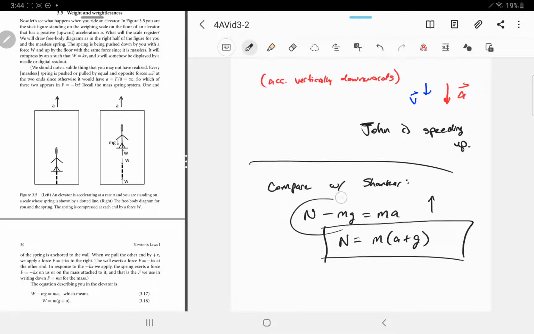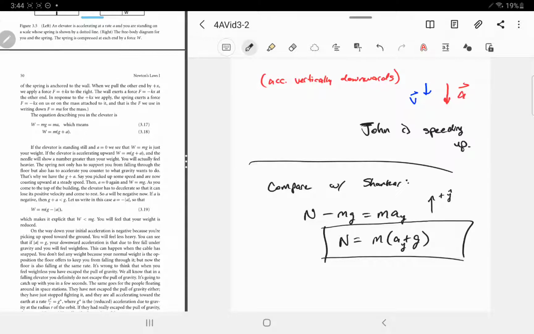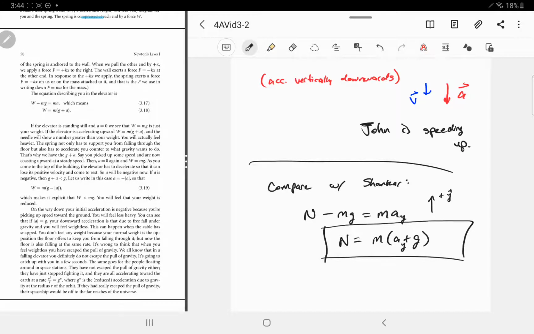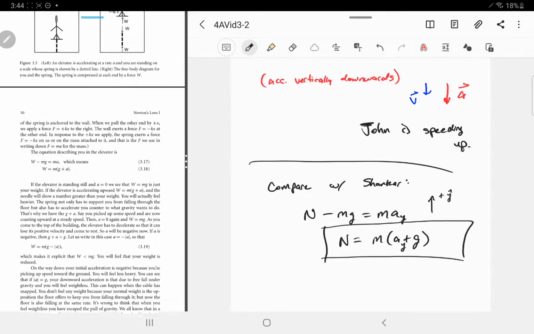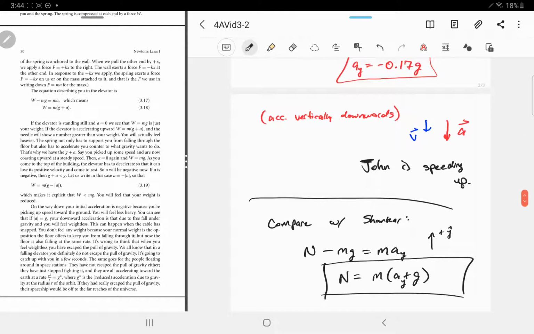So if N is positive and mg is negative, that's assuming that this is the positive direction. Okay, so this is a_y, where y is that vertically upward direction. So you can be a little bit more careful than what Shankar does in the book right here, just by specializing the components and being a little bit careful with the terminology, weight versus normal force. Okay.